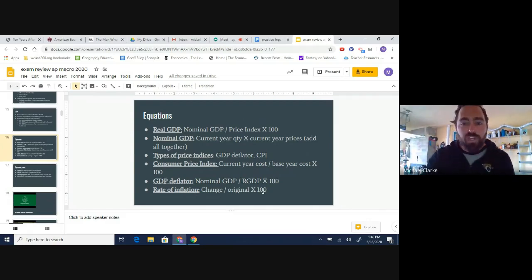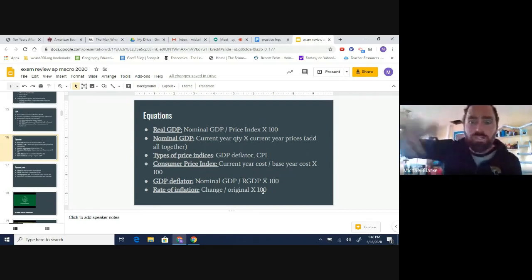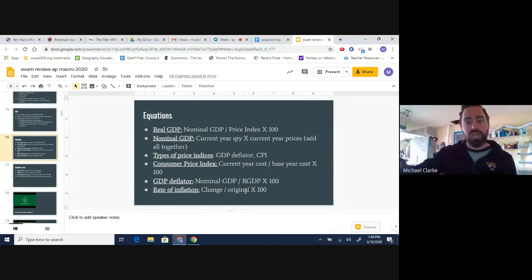Remember the rate of inflation. So let's say that you get a question that says something like, in 2018, the consumer price index was 110. The next year, the consumer price index was 120. Determine the rate of inflation. Well, you take the change. 120 minus 110 is 10. So your change is 10, divided by the original, which is 110, times 100 to put it into a percentage. Guys, this is how you find a percentage change, right? The rate of inflation. Okay, so keep that one in mind.